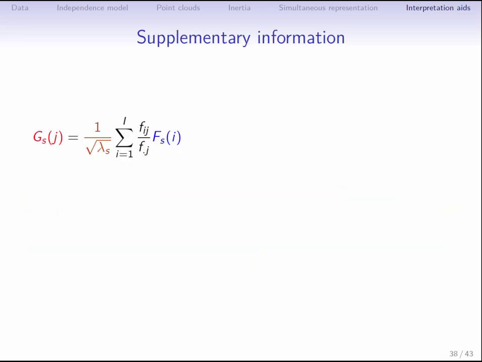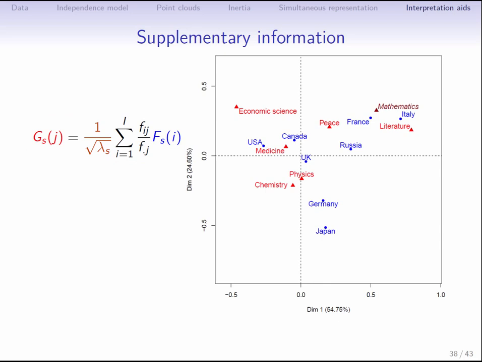Like in principal component analysis, it's easy here to bring supplementary elements into the analysis. We can simply apply the transition formula to calculate, for example, the coordinates of an extra column. Here, in our Nobel example, we have added a column for the Fields Medal, which is often considered the equivalent of a Nobel Prize in mathematics.